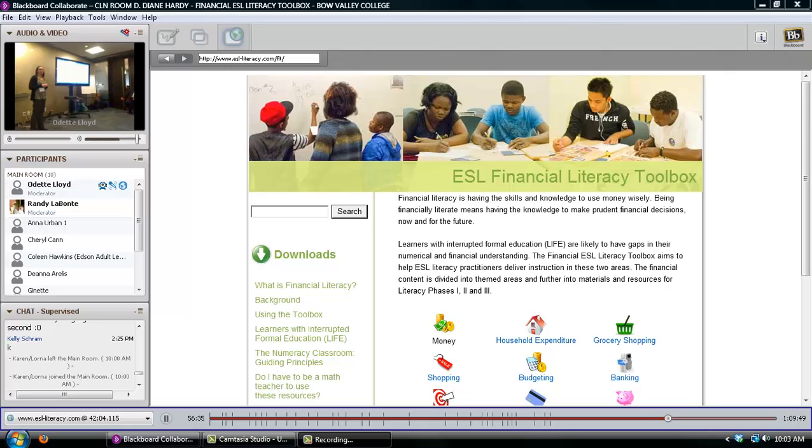Any other questions about the resource or anything you'd like to see in your resource? I just want to make a comment. I love the icons. It looks inviting and easy to interpret right away. Thank you.